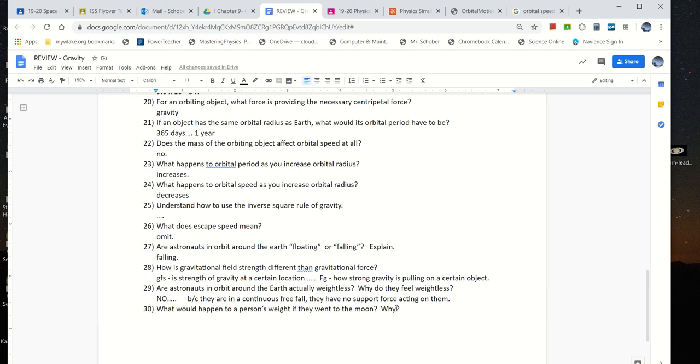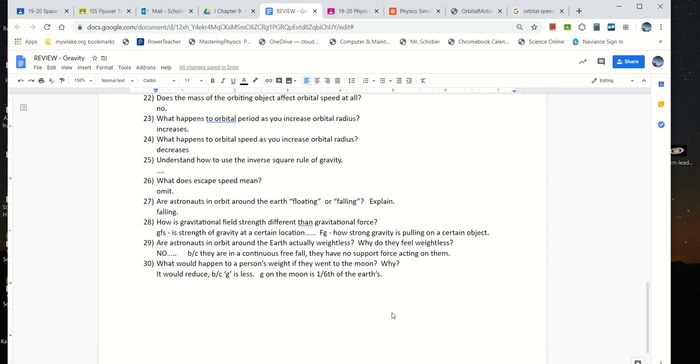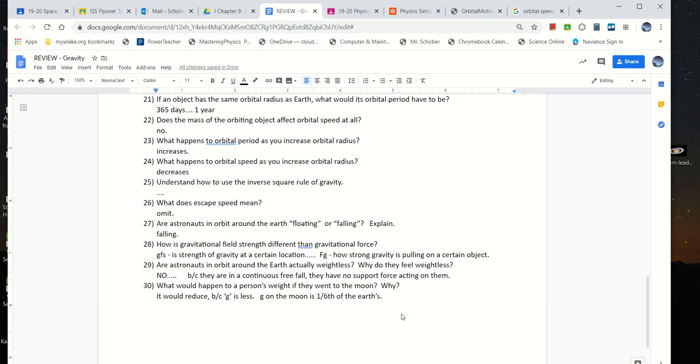What would happen to a person's weight if they went to the moon? It would reduce because the gravitational field strength, G, is less. G on the moon is about 1/6 of the Earth's. Okay, so you would weigh less on the moon. I think the next question, or no question, I'll add this here, is 31.